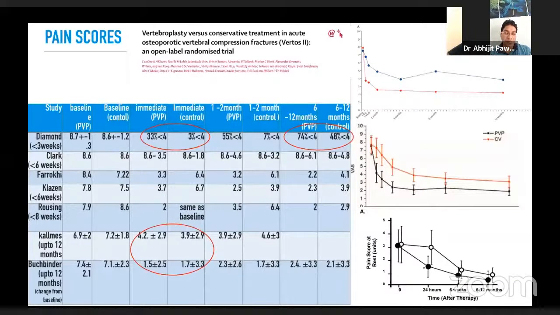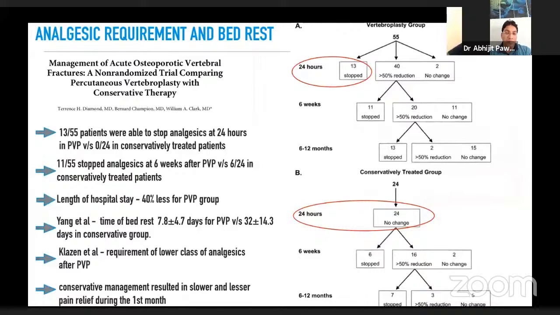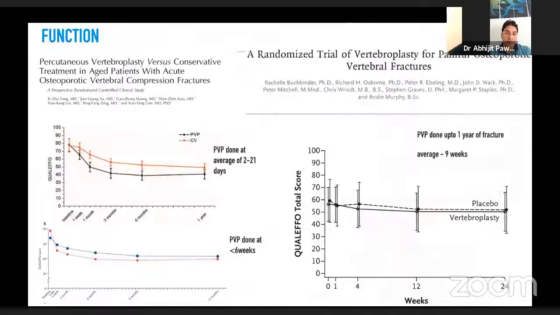Coming to the pain scores, vertebroplasty patients had significantly better pain scores in the immediate postoperative period as well as at later follow-up when vertebroplasty was done between 3 to 6 weeks. Vertebroplasty patients had lesser analgesic requirement, a shorter length of hospital stay, and a lesser time of bed rest as compared to other forms of intervention.